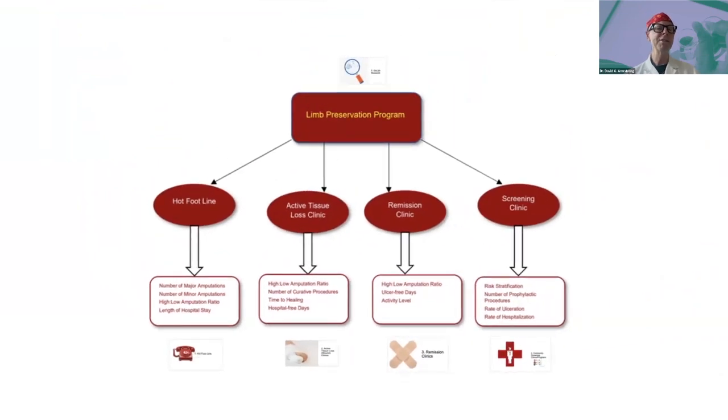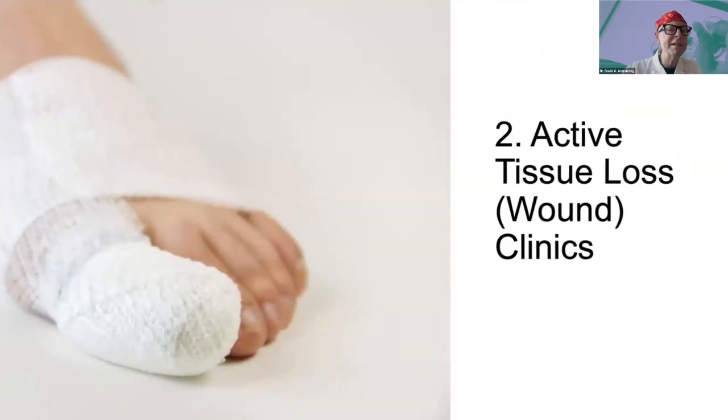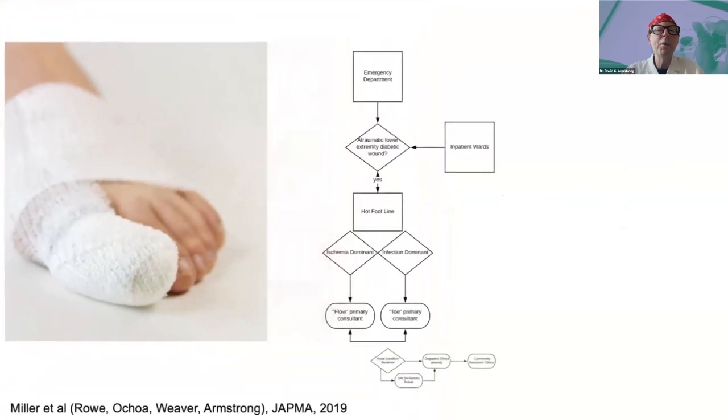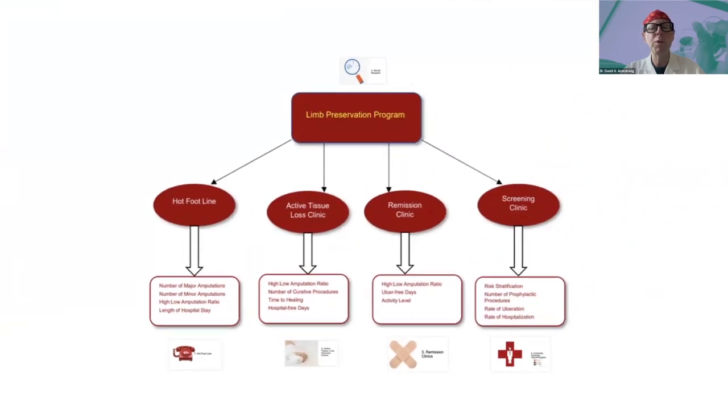Then when someone is discharged from the hospital, they're discharged into a wound clinic, a tissue loss clinic, where they have active tissue loss. And what is happening in this patient now is that the goal is to try to get that person healed as rapidly as possible. And these are our measurable goals here, which we can derive from the hospital records, or you can have a QA person doing this yourself, no matter where you are in the world, no matter what health ministry you're in.